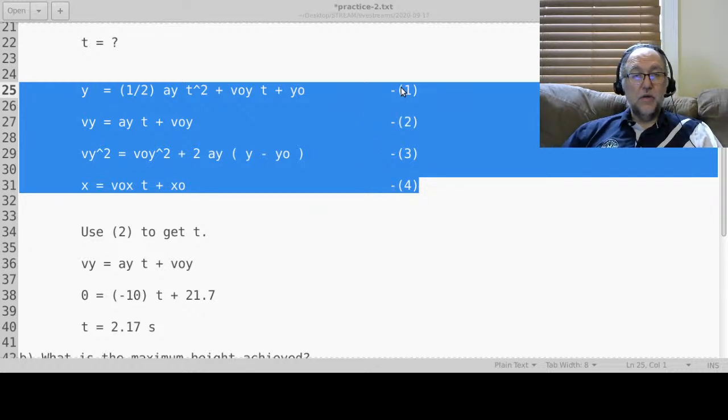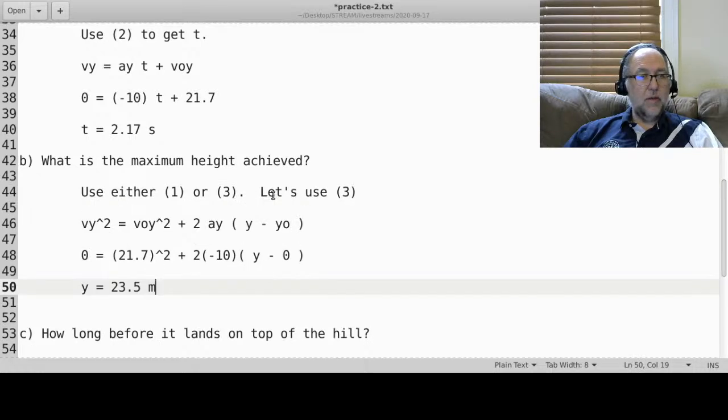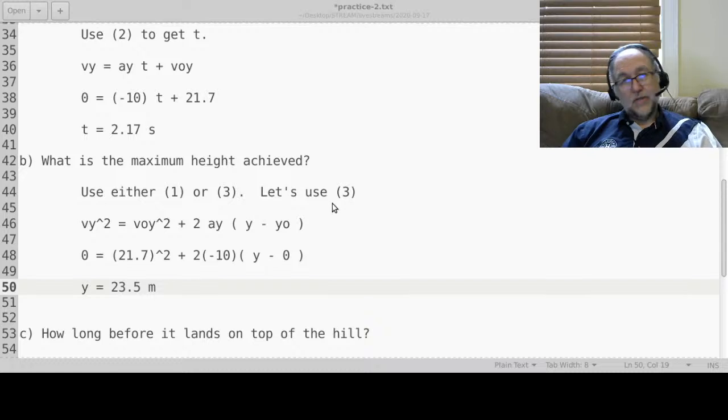There's two equations that you could use. You could use either equation number one or equation number three. Now that you have the time, you can use equation number one. I chose to use equation number three in my solution. I don't know why, there's no real reason. I guess when I did it, I said, I'm just going to use equation number three. It is really straightforward. So, use either equation one or three. I said, let's use three.